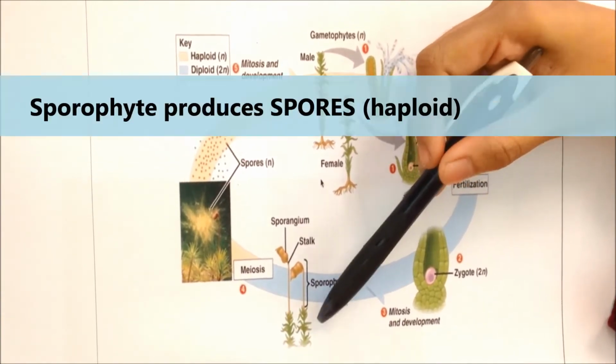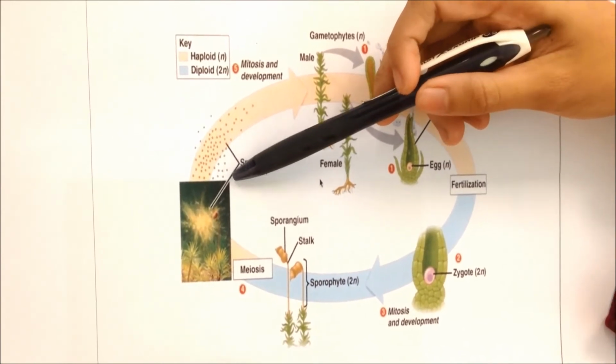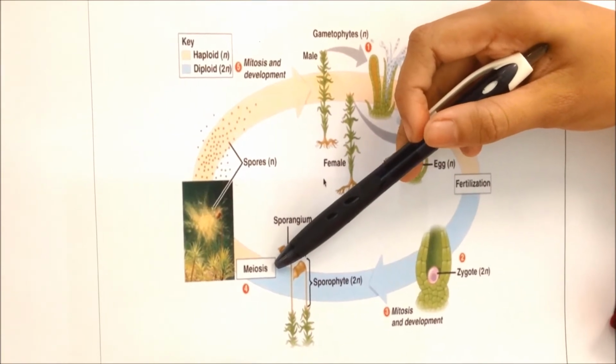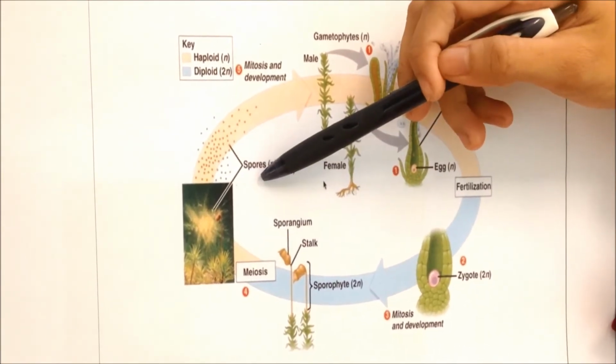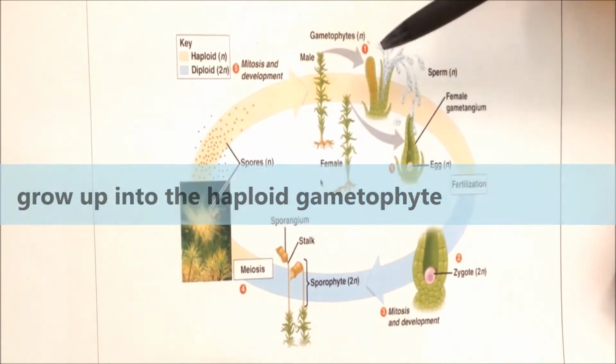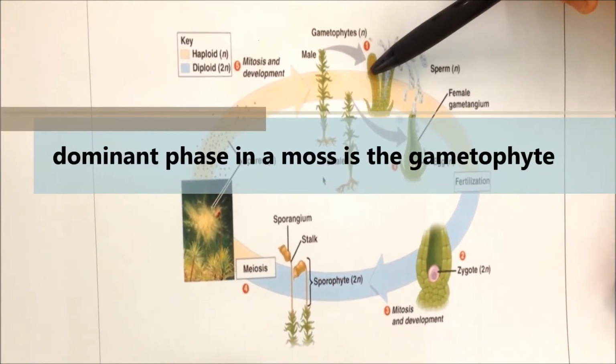Now, as always, the sporophyte produces spores. Those spores are haploid because it's the sporophyte that undergoes meiosis. So here you go back into the spore stage. These are now haploid, and they will grow up into the haploid gametophyte, which is where our story began. So the dominant phase in a moss is the gametophyte.